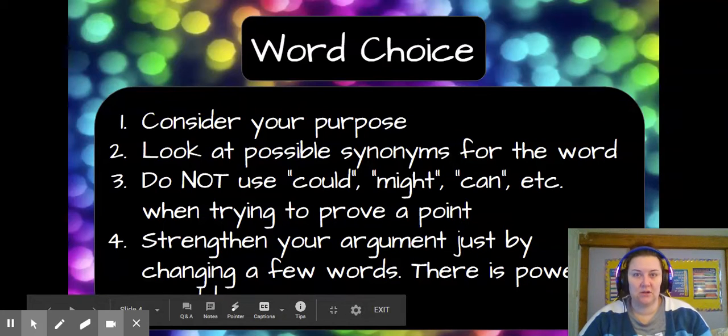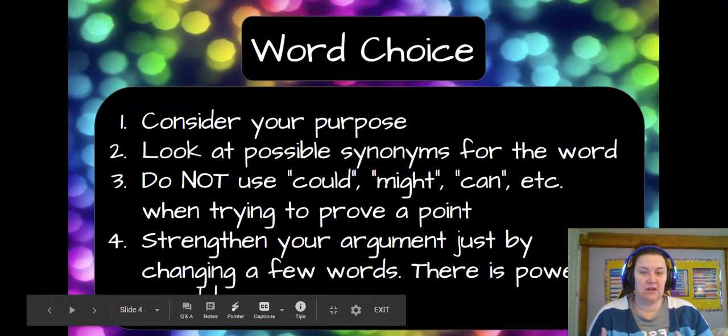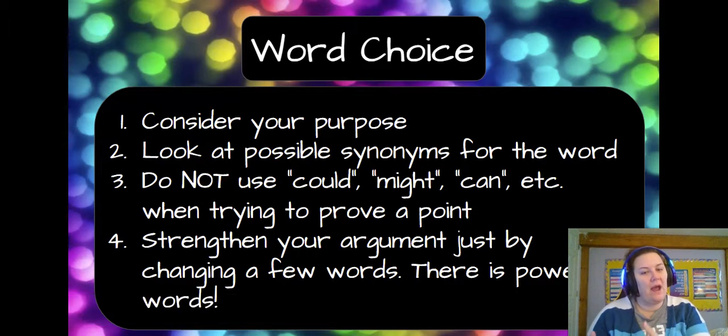Hey guys, today we're going to talk about word choice in class. There are some things that you need to do when you're thinking about word choice. The very first thing is to consider your purpose. If you don't know why you're writing, you won't know what words will work best to achieve that purpose. You have to know the why before you know the how. So that'll be based on your thesis.